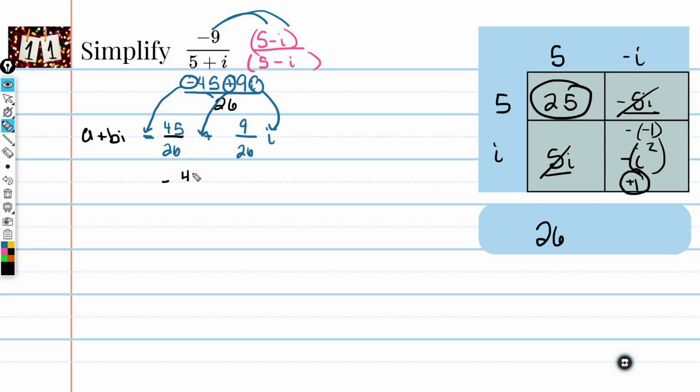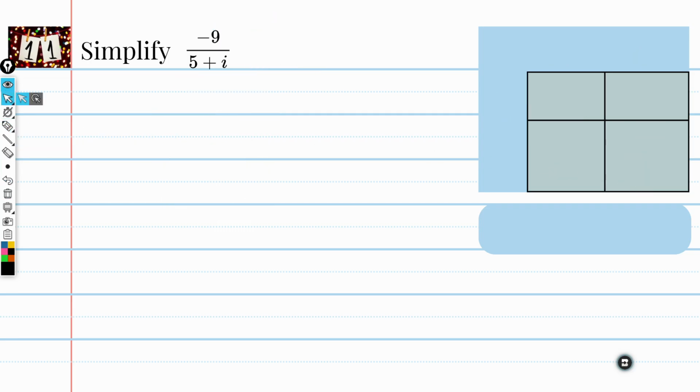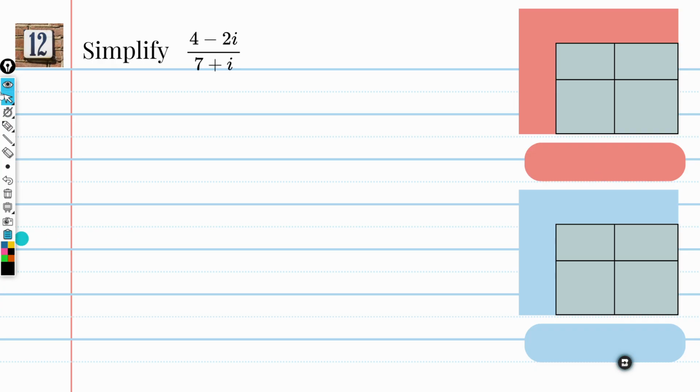So negative 45/26 and 9/26 is the same thing. There's nothing that can divide into both 9 and 26. And so this is your complex number you get when you divide those. Let's look at another one.